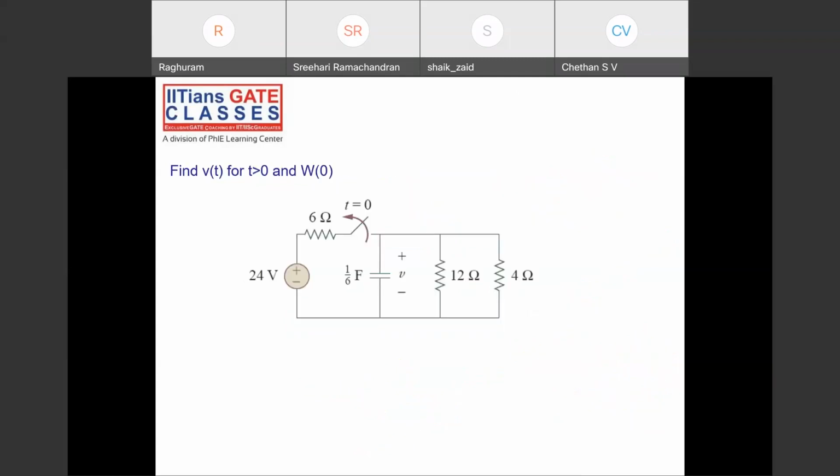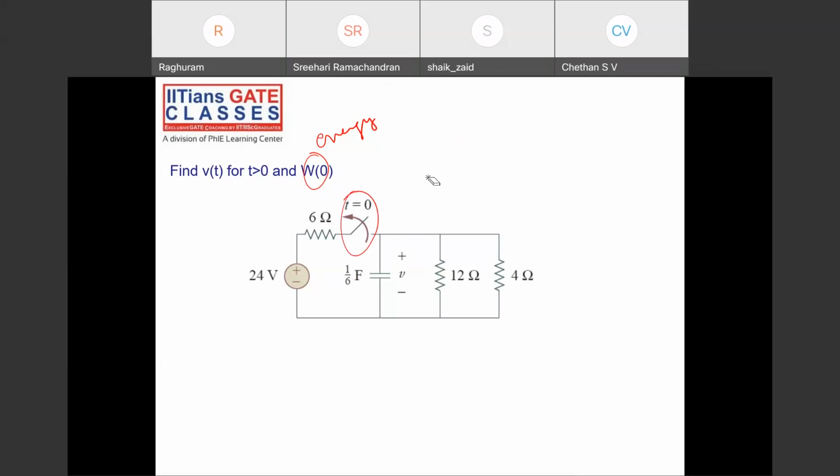Find this one, v of t for t greater than 0, and w of 0. W is nothing but energy. Find this. So again, two steps for the RC circuit: find V naught, find tau. You already know how to find tau. Finding V naught: what is the status of the switch here, everyone? Status of the switch is open.